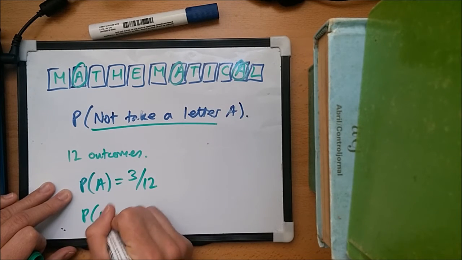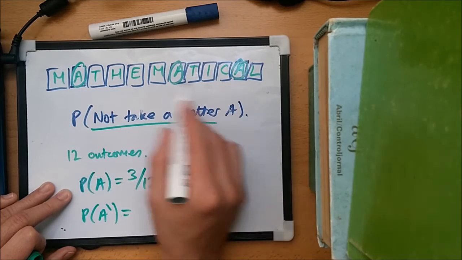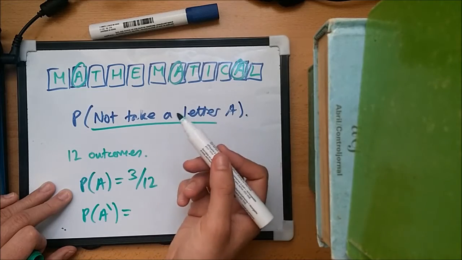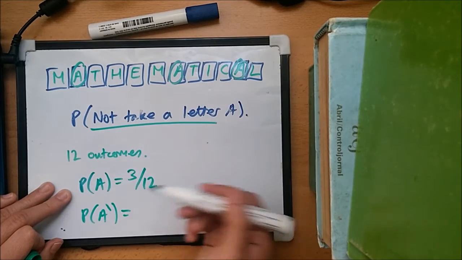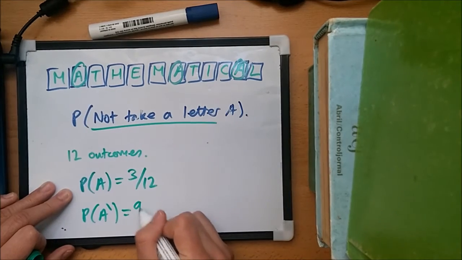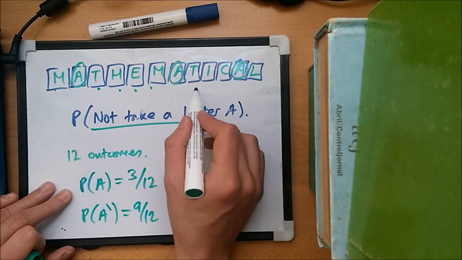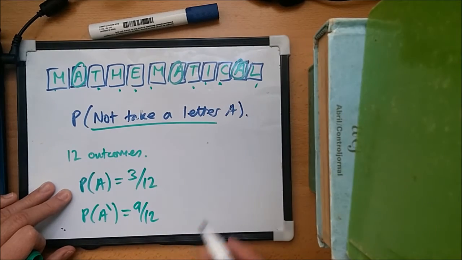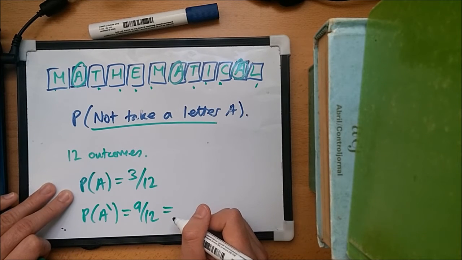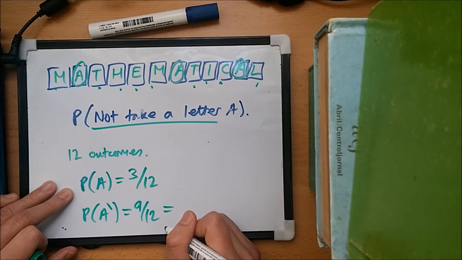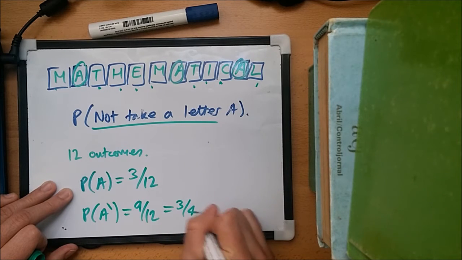So really, probability of not taking A is the rest of them, the ones that aren't A. So if there's 3 here, there's 12. Mentally, it'll be 12 take away 3, which is 9. So the answer is 9 over 12. So 1, 2, 3, 4, 5, 6, 7, 8, 9. 9 out of 12. And if you're not sure how to simplify fractions, putting this in the calculator, you should obtain 3 over 4.